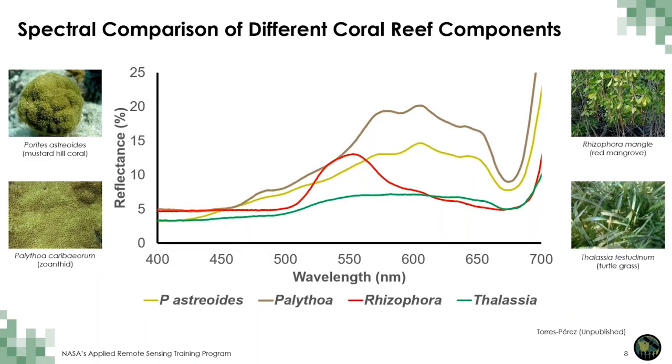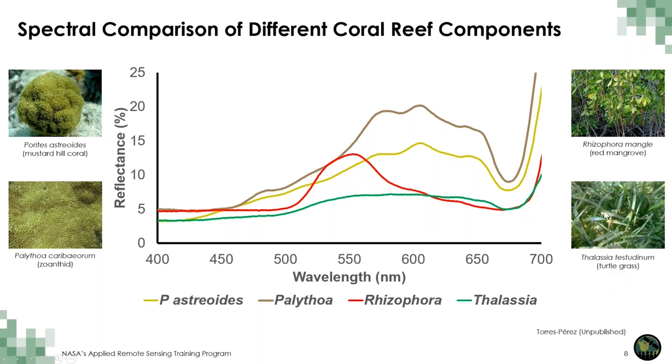Now let's take a look at how in situ data collected with a handheld spectroradiometer, in this case a GER 1500 that has 512 spectral bands with a nominal bandwidth of approximately 1.5 nanometers, shows differences in the visible spectrum between four typical coral reef components, in this case of the Caribbean. For example, we have Porites asteroides, which is a most archaic coral, an organism which is also a relative of corals, Palythoa caribaeorum, a zoanthid, and then for comparison purposes, I also included here data from red mangroves and also turtle grass, seagrass as well.